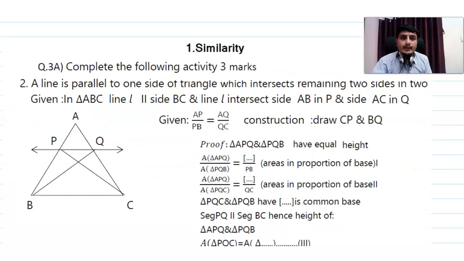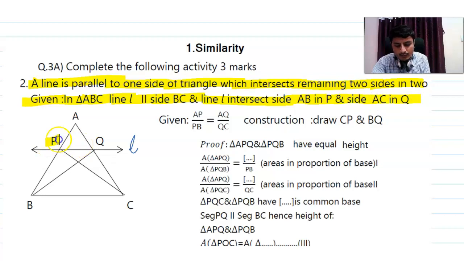Now look at the second activity. It is of the form: a line parallel to one side of a triangle which intersects the remaining two sides in two distinct points. We are given that in triangle ABC, line L is parallel to the line BC. This is the line L, which is parallel to the line BC, and line L intersects side AB in point P and side AC in point Q. AB in P, AC in Q.